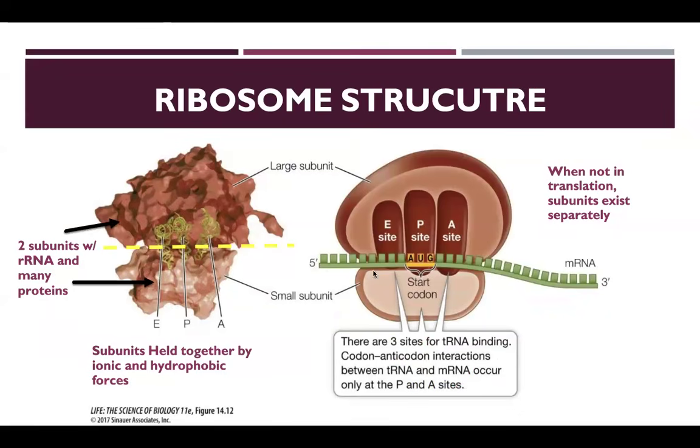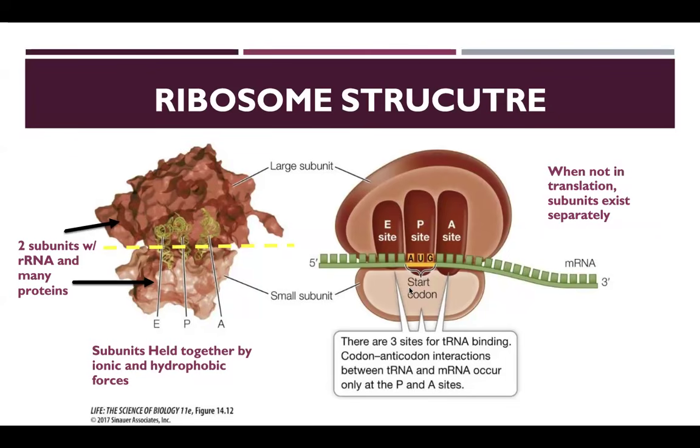So here's the ribosome structure where obviously the process of creating the protein occurs. Here is your mRNA strand that the ribosome is reading. You have a large subunit and a small subunit at the bottom. Both subunits are made up of ribosomal RNA and excess proteins, and they're held together by ionic and hydrophobic forces. When these ribosomal subunits are not translating something, they exist separately from one another.